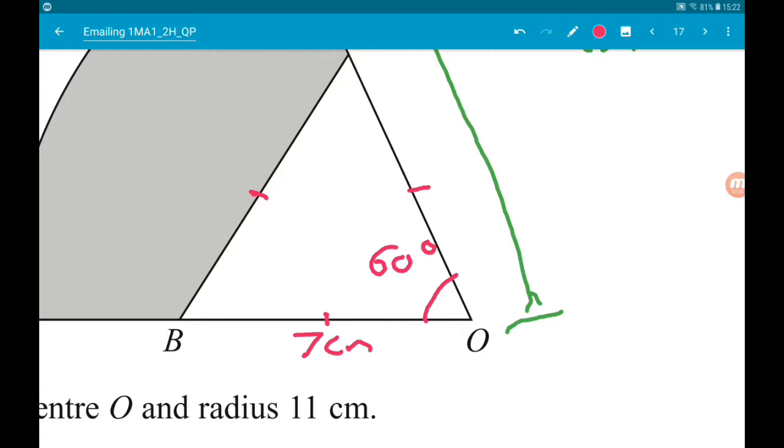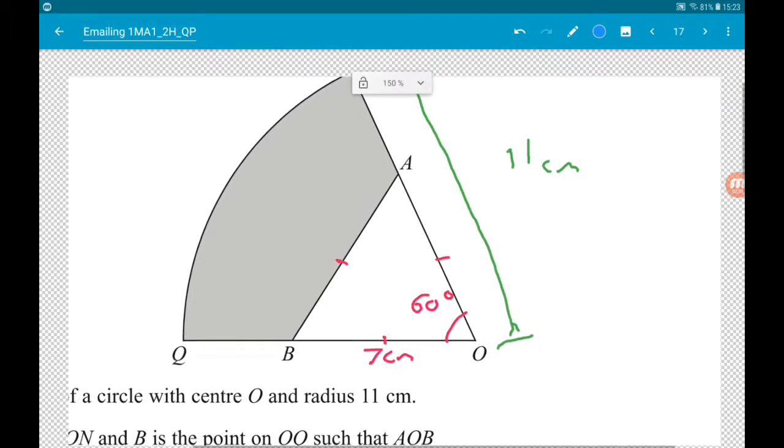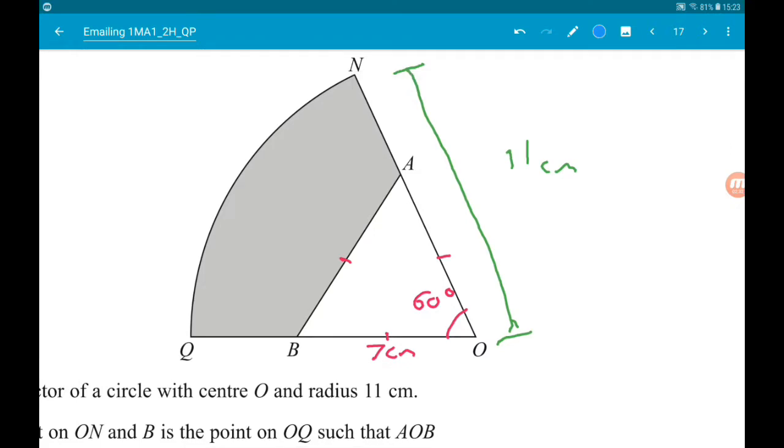Okay, so lots to do here. We need to find the area of the whole sector, the area of the triangle. From that we can then find the area of the shaded region and then get that as a percentage of the whole thing. So let's first of all do the sector.